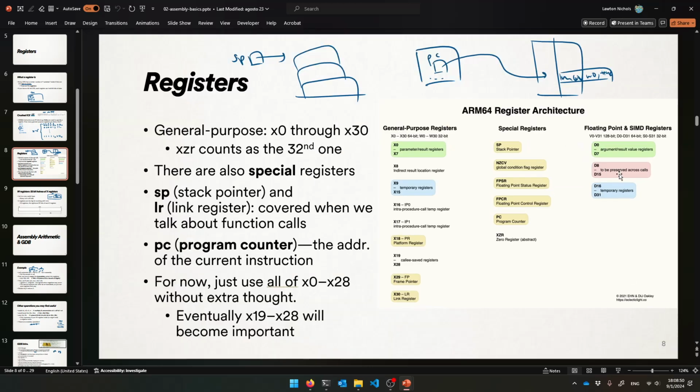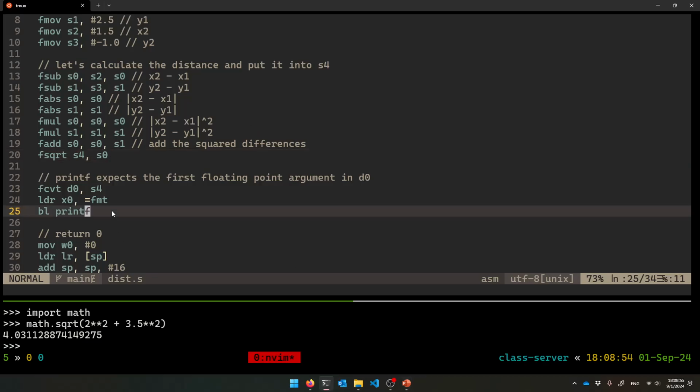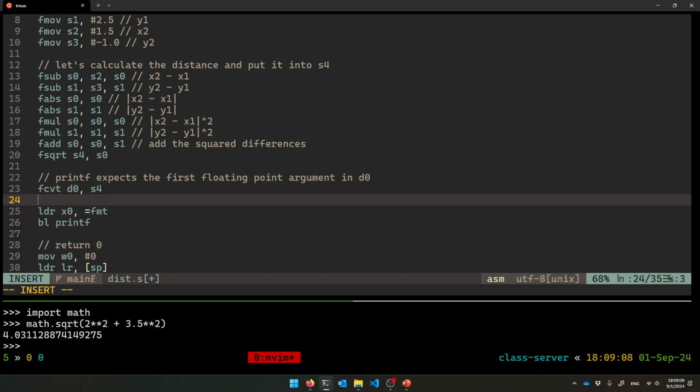So if I want this answer, you might need to put, and I think it's probably a good example to do it, printf will clobber. It has the potential of clobbering D0. So it's a good idea to just save it somewhere else. To save this answer somewhere before we call printf. So let's also do an f move into D8 from D0. Printf will clobber D0. It has the potential to, at least.